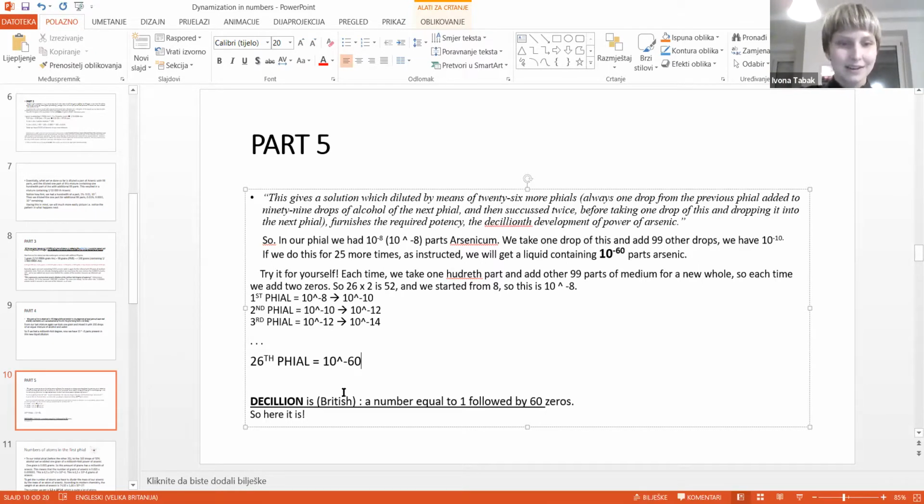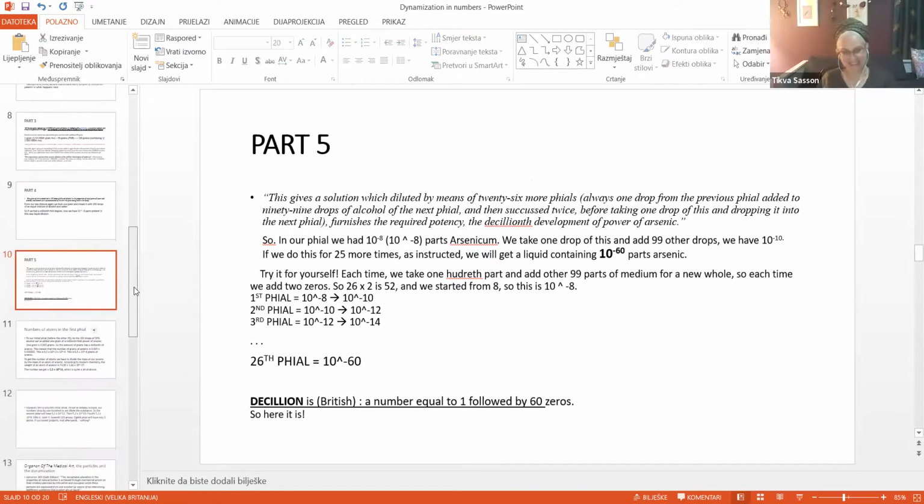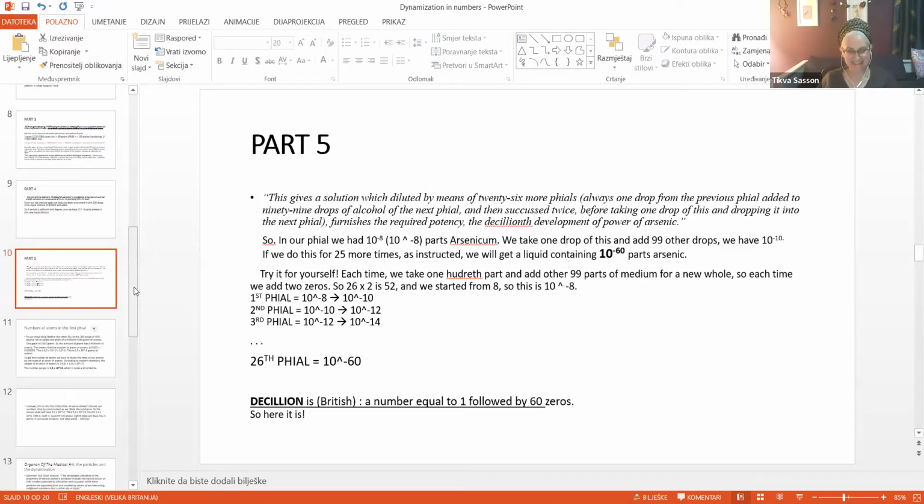So basically, this is why it's called the decillionth fold degree of potentization, because apparently in British English, I went to search the word in the dictionary. The decillion is a number equal to 1 followed by 60 zeros. That's right. Good job. There's more. I know, but still, good job to this point. Yeah, thank you. It was quite fun to do.